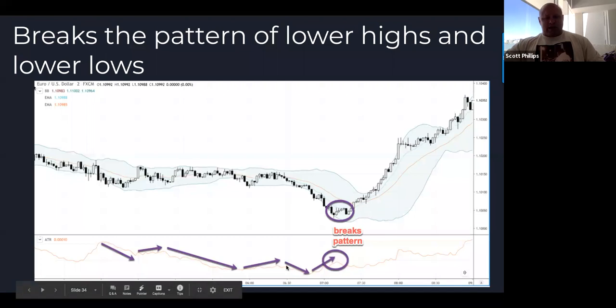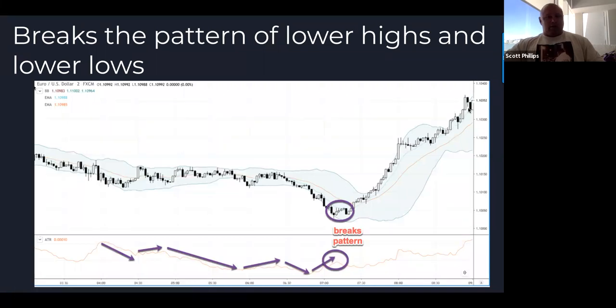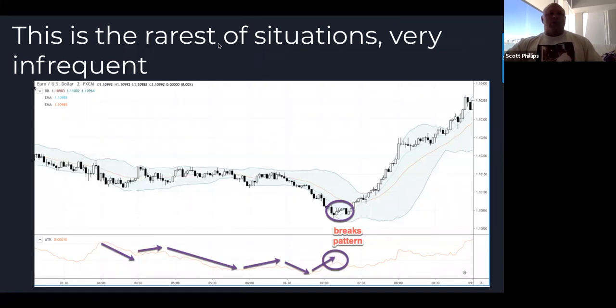Now you can see here, as soon as we break the previous high peak in ATR right here, now we do want to take long trades. And once you switch back on and say, okay, I definitely want to get long here, stop loss here, look at what happened. It actually makes sense to do that again. Now, this is the rarest of situations. It's very infrequent. It doesn't happen very often, but you have to be aware of it.